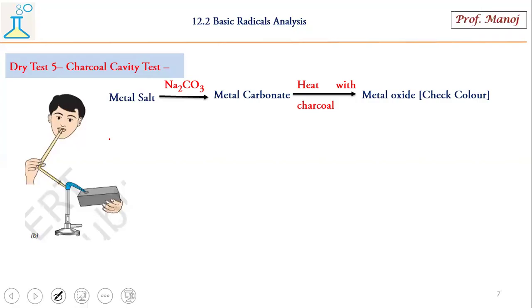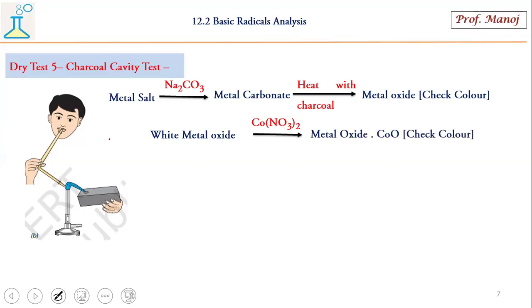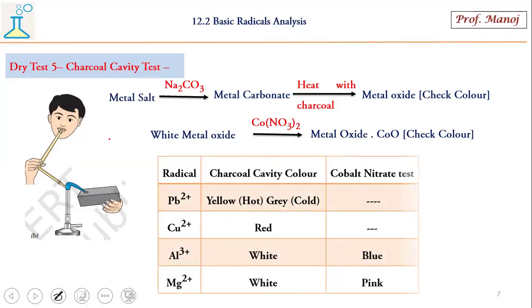Now, if the metal oxide in this step comes out to be white in color, then cobalt nitrate solution is added on it and you get a particular product whose color you have to check. Now see how to remember it.